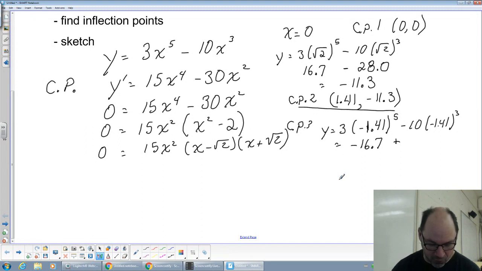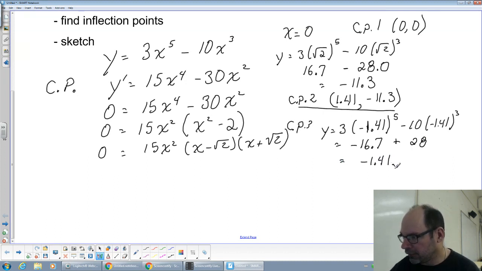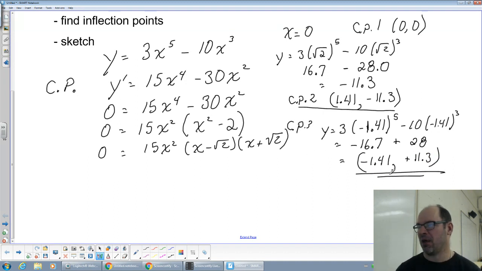It's better to double check because you know me, sometimes I make errors. Times 10, so that'd be negative times negative 10, so that's 28. So this ends up being negative 1.41 and positive 11.3. So there's our critical point number 3. We can tell what the max and min values are just by looking at these critical points. We probably don't need to do the test or the sign analysis part, but we could if we wanted to double check ourselves. So we did that. We've got our critical points.